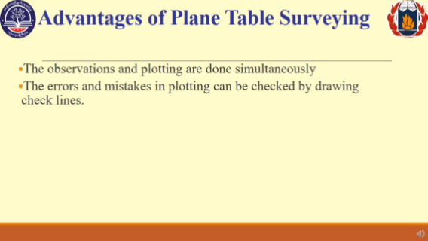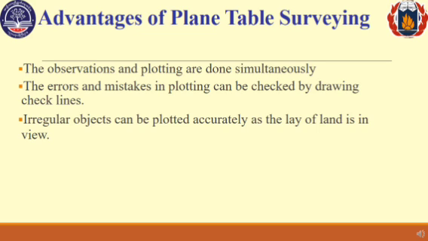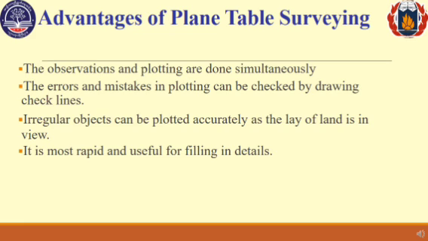A irregular object can be projected accurately as the whole area is in view. It is more rapid than other methods. No booking of field notes is required. Only a few people will be required. Plane table surveying is less costly than field survey.